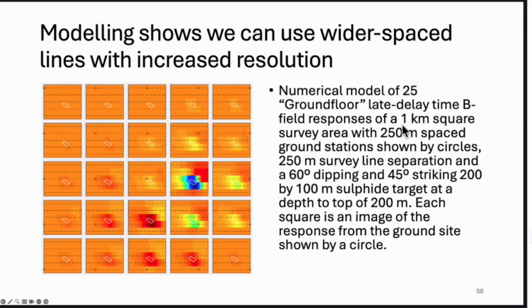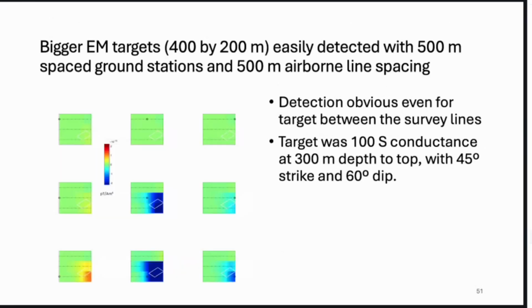Numerically it shows that something like 250-meter spaced stations and flight lines are fine. And you can do the same thing for a larger target, say 200 by 400 meters. You can get away with 500-meter spaced ground stations, 500-meter airborne line spacing. Detection was obvious from modeling. So this was sort of an EM target. And this system would be ideal for IP as well as EM.